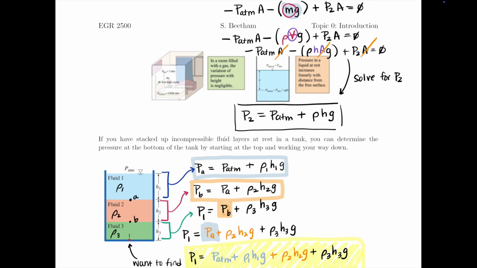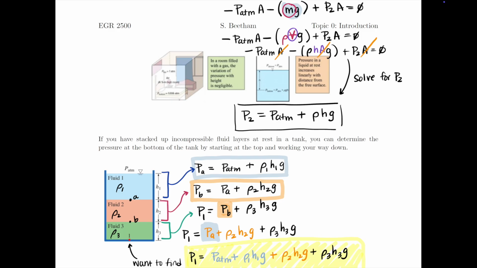PB is a little, oh wait, I heard something. Yeah, right, amazing. So we have PA plus rho 2, H2, G. Remind me your name? Emma. Great job, Emma. Okay, so I was almost ready to give you a hint that the reference pressure is not always atmospheric pressure, right? So here our reference pressure is pressure at A, okay?